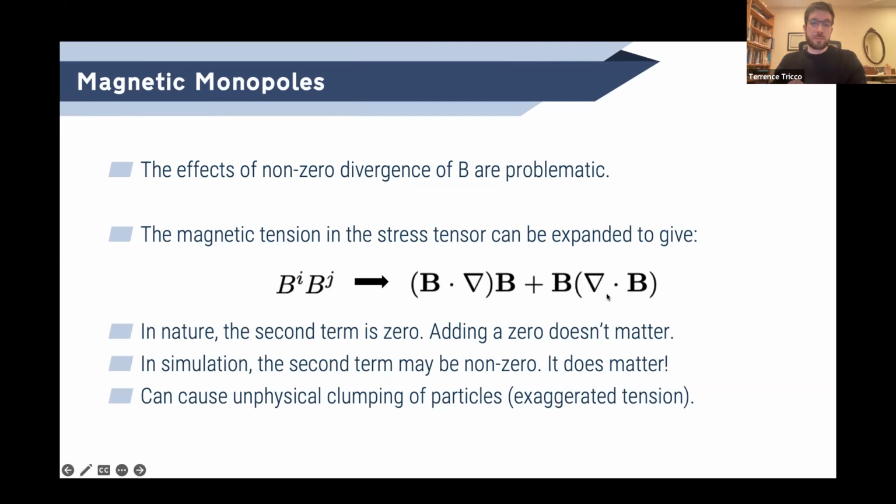In a simulation, div B might not be 0. So all of a sudden, it does matter that this is here, because then you have this unphysical, spurious force, which in practice acts as an exaggerated tension. It increases the tension that you experience, which in practice causes an unphysical clumping of particles. And that's a bad thing. Particles clump together, and then you start having all sorts of numerical effects from that.